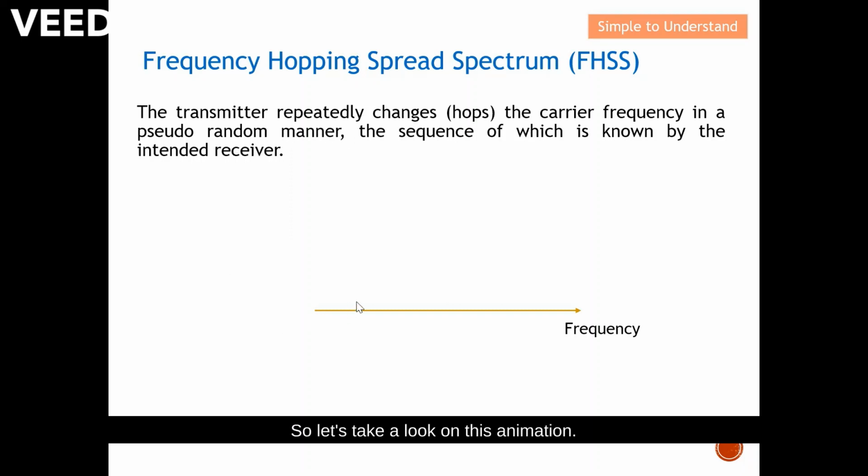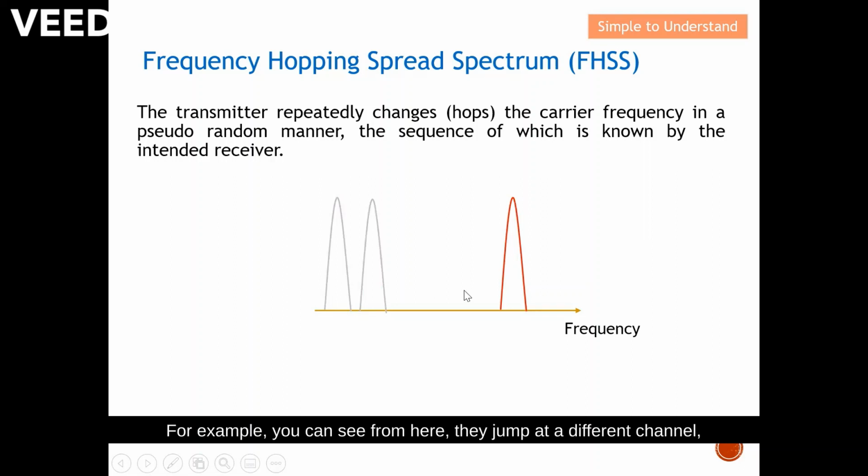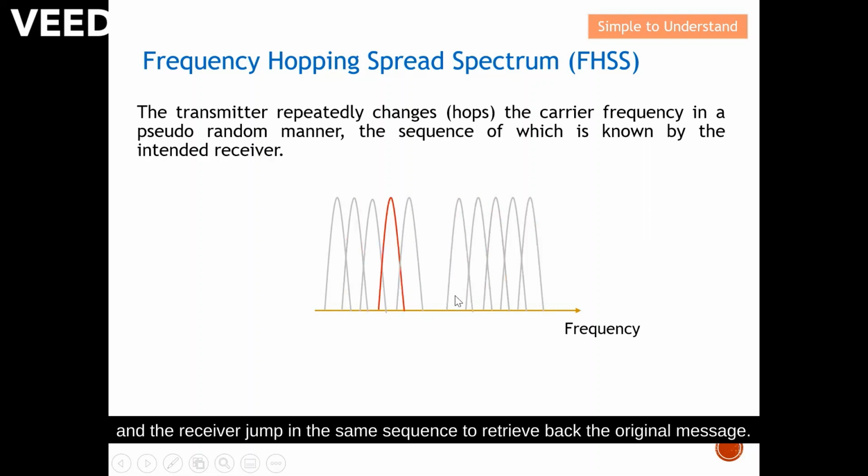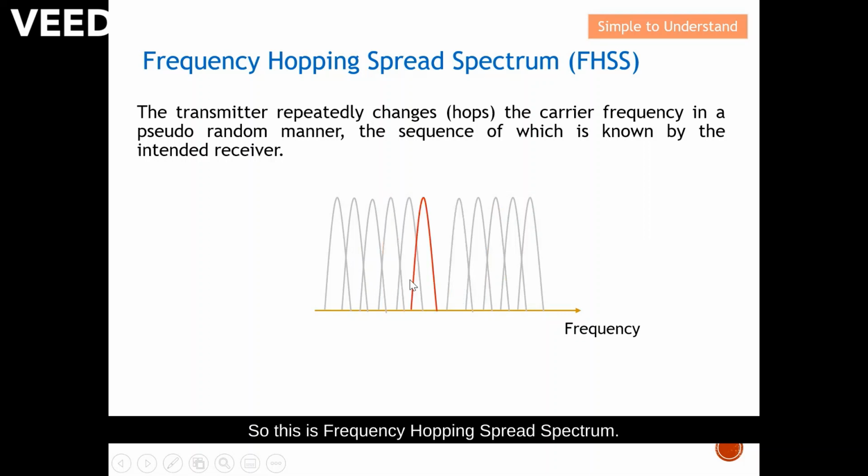Let's take a look at this animation. For example, you can see from here, they jump to a different channel. Only the receiver knows how the transmitter puts the message, and the receiver jumps in the same sequence to retrieve back the original message. So this is frequency hopping spread spectrum.